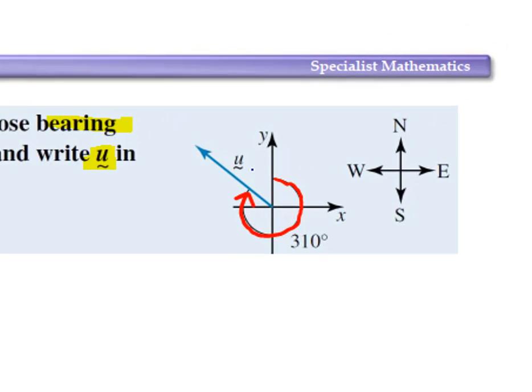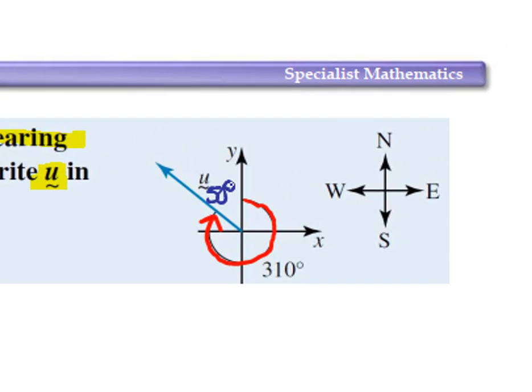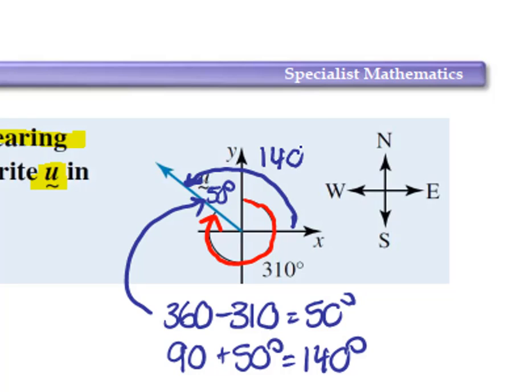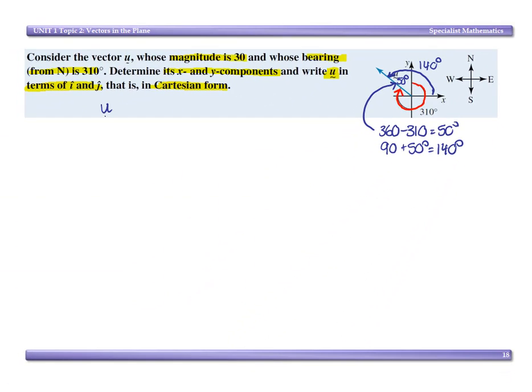So that means this angle here is 50 degrees because 360 minus 310 is 50 degrees, so that's that angle. And then this angle here, which would be the angle I need for polar form, would be 90 plus 50 degrees, which is 140 degrees. So that means our vector u in polar form is 30, 140 degrees. So now we can answer our questions.